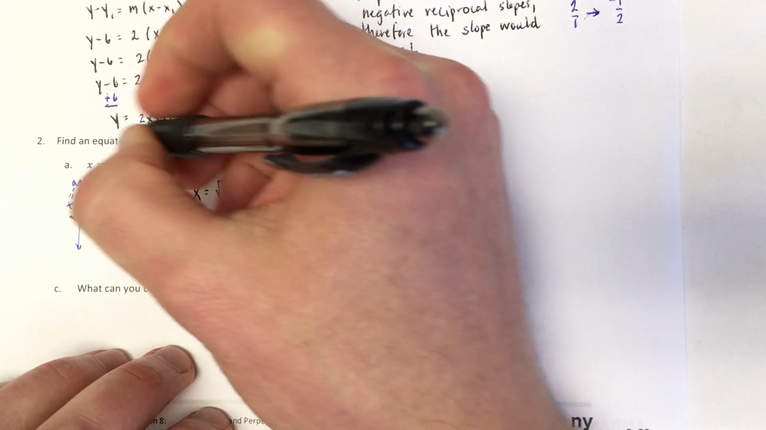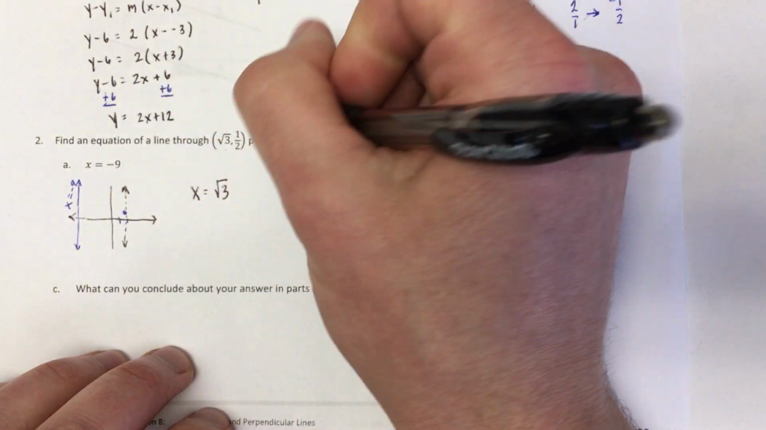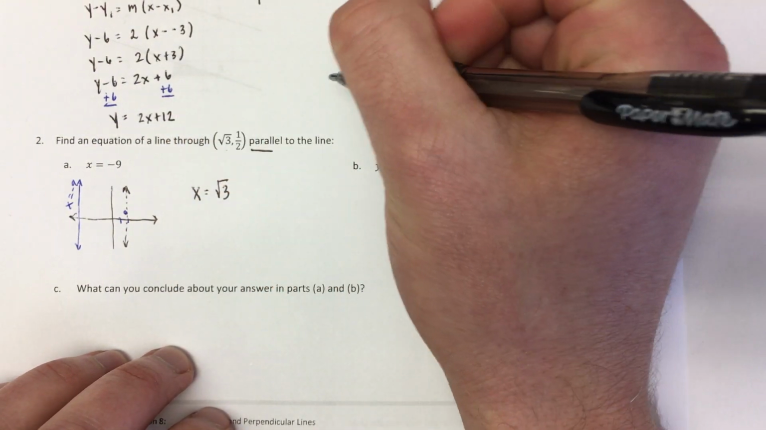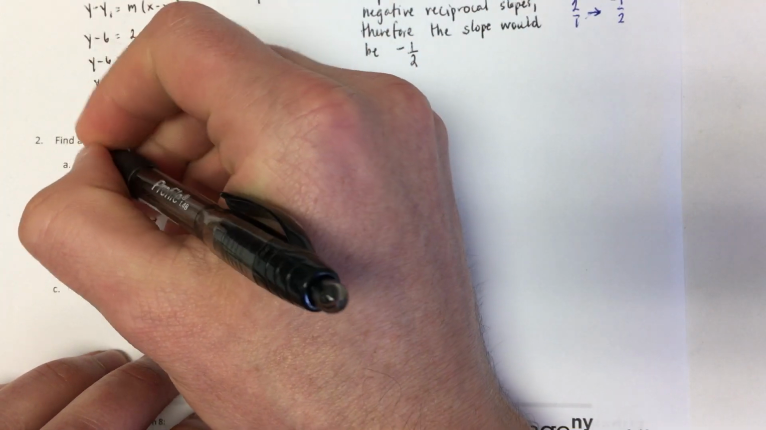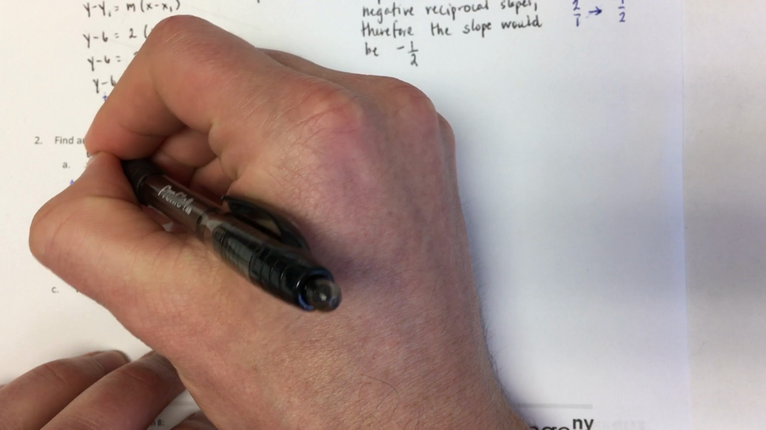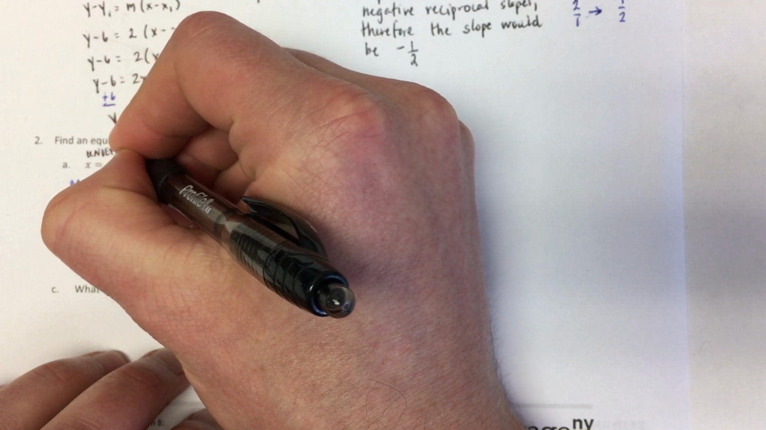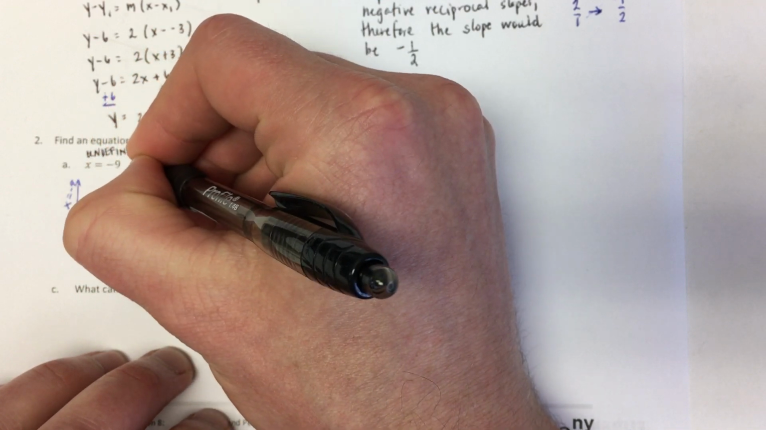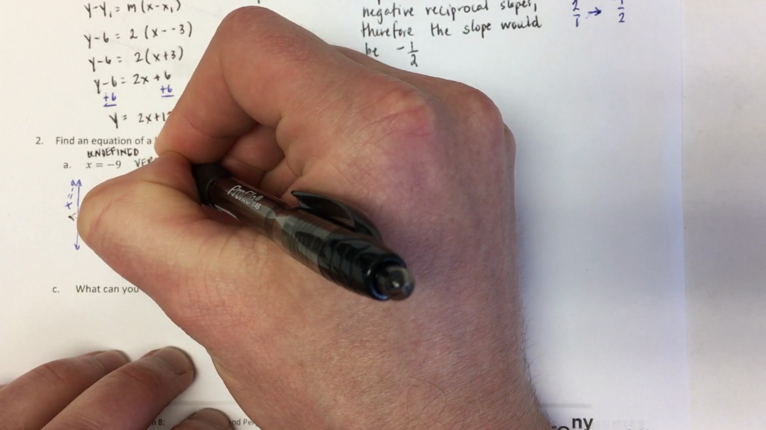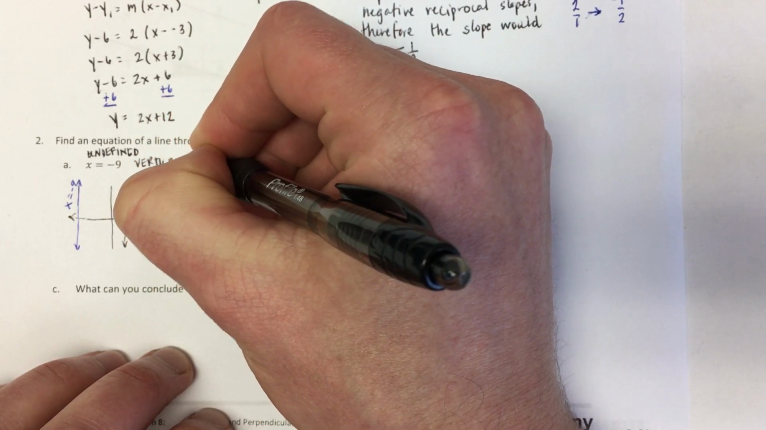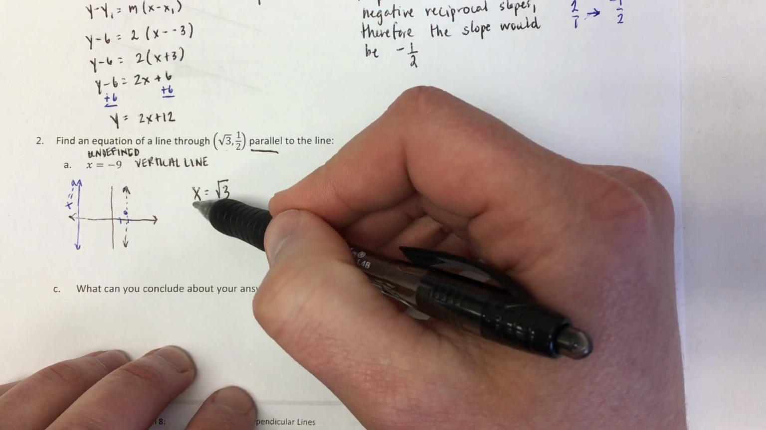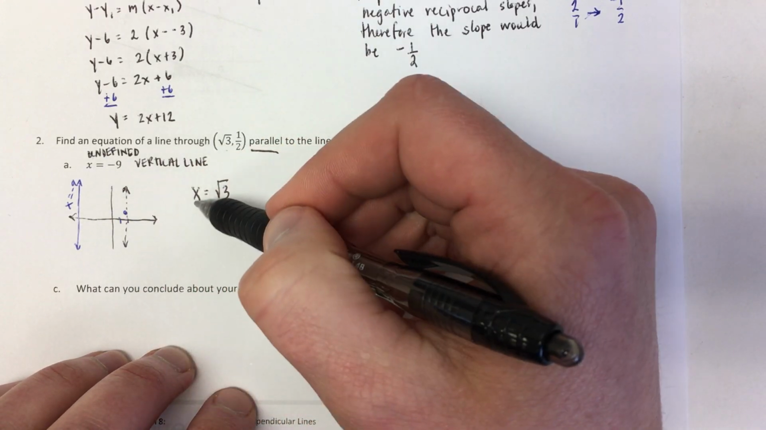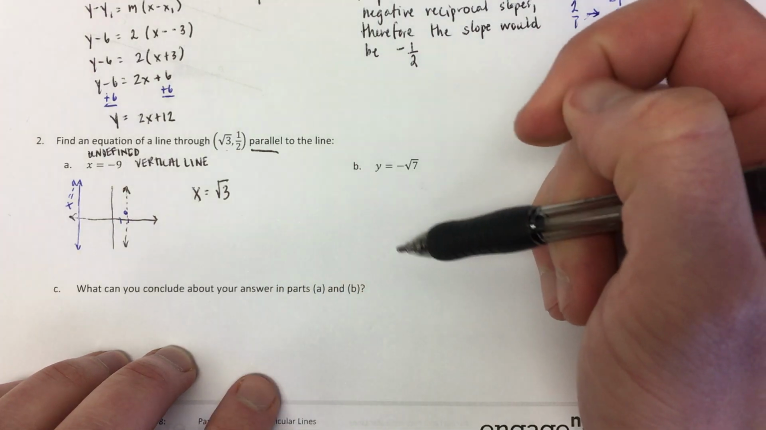And so a lot of this comes from understanding what it means to be parallel, same slope. What's the slope of an x equals line? Well, it's undefined because it's a vertical line. If I know I have to be parallel to a vertical line, I have to maintain being a vertical line, and therefore I have the x equals square root of 3.